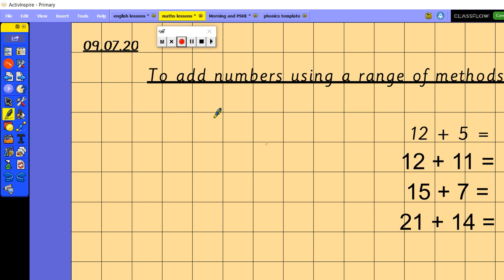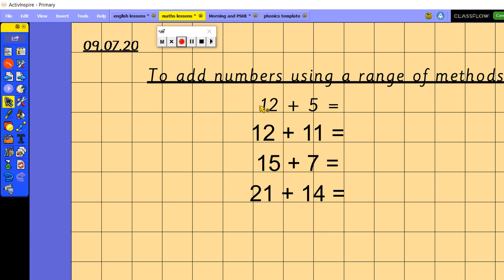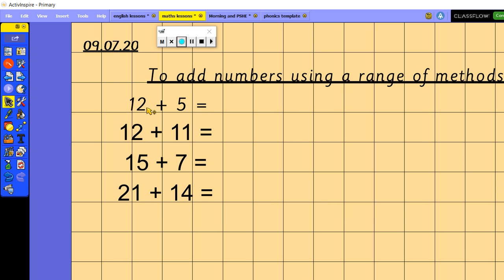The second part of the lesson today, we're going to be adding numbers using a whole range of different methods. So you can see here, I've got some calculations on the board, which I need to find the answers to. Now, each of these calculations will require me to use a different method. And each time we might use a different method for each calculation. It's working out what's the most efficient way of answering that question to arrive at the right answer.